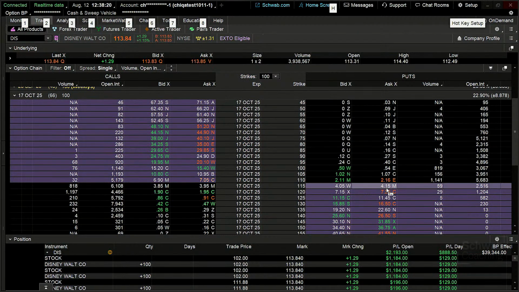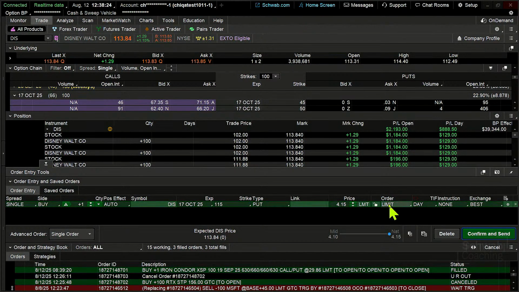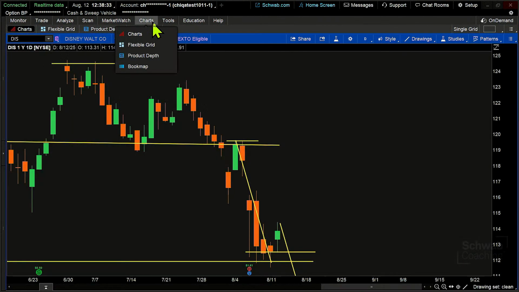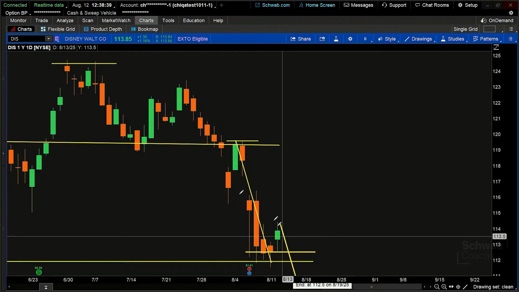But I'll show you how we're going to do this. I'm going to buy that put option, but I'm going to do this with a trigger. And that trigger is going to come at the move of this price down below that support level. So let's go back to our chart really quick. We said that our entry level here was at 112.50.